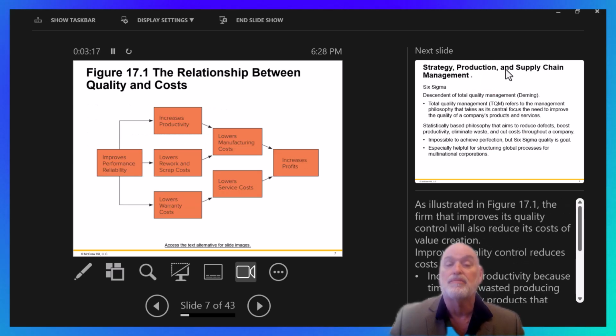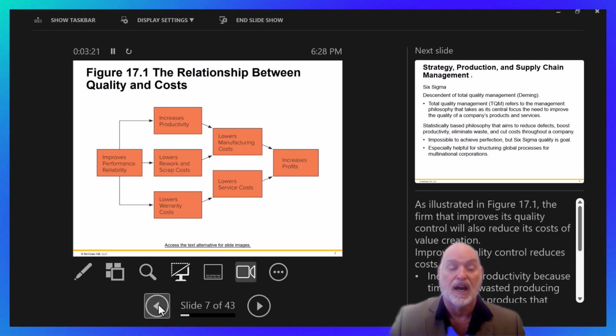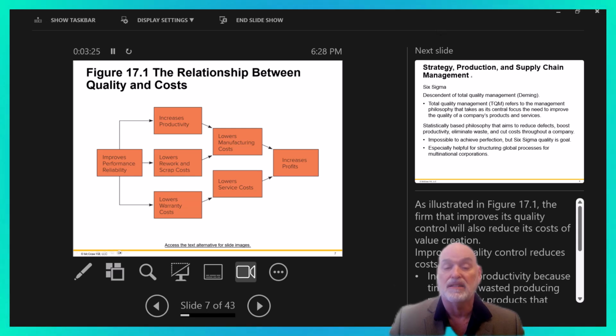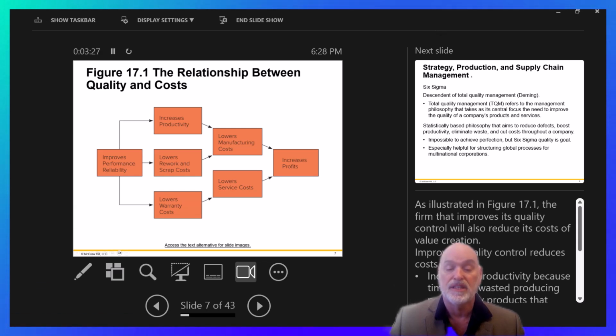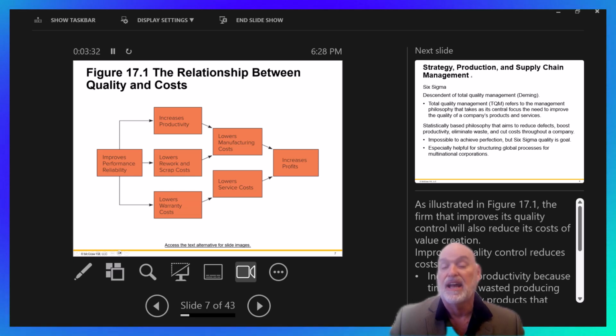The relationship between quality and cost. In this chart here, we are looking to improve performance reliability. Well, how do you do that? Well, you increase productivity, you lower rework and scrap costs, and you lower warranty costs, and that in turn lowers manufacturing costs, lowers service costs, and then in turn increases profits.